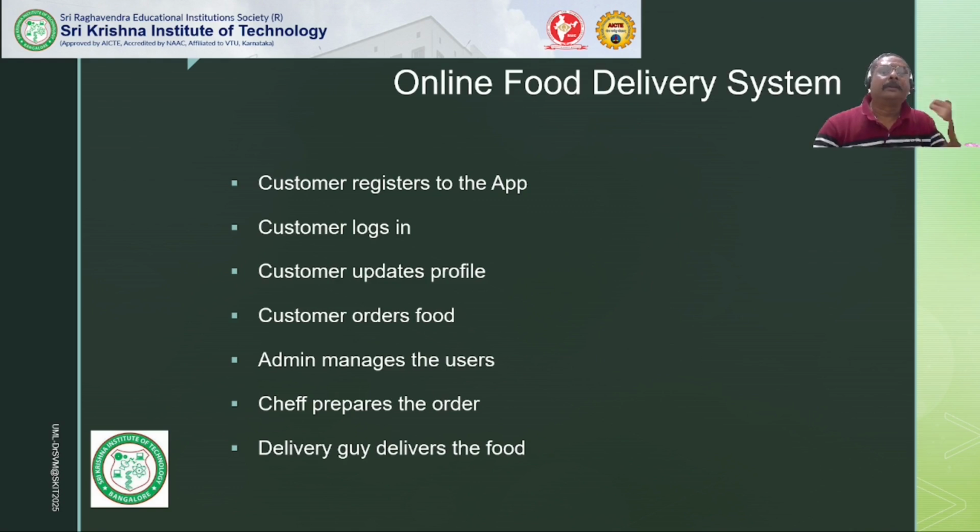So these are the various requirements, and if you map them, the first one says customer is an actor, register is one use case. Second, customer is actor, login is a use case. Customer is actor, update profile is a use case. Customer is actor, orders food is a use case. Admin is actor, manages user is a use case. Chef is actor, prepares order is a use case. Delivery guy is actor, delivers the food is a use case, and so on.